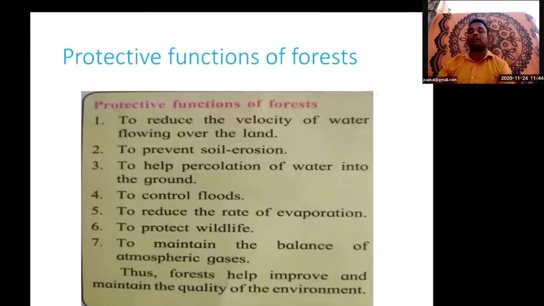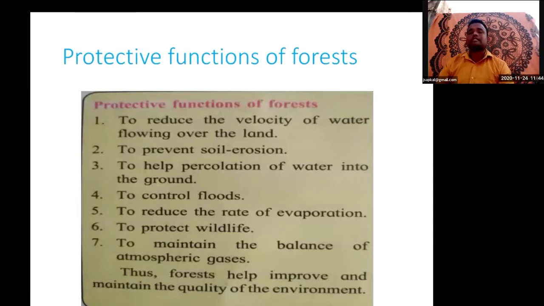See, the protective function of forest, how they protect. Just because of the forest, they reduce the velocity of rainwater flowing over the land. Suppose trees and forests are not there, so once heavy rainfall comes, all the soil mixed with the water will flow into the rivers or sea. But whenever the forest is there, it reduces the velocity.